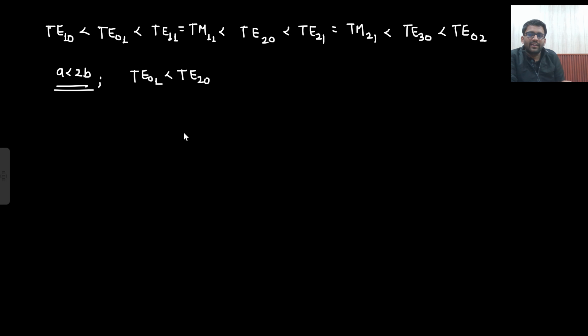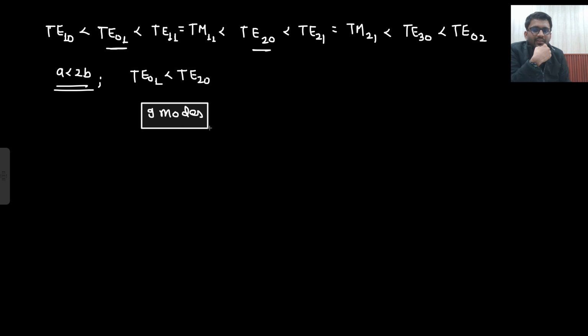So this was just a fact that I have written. If A was less than 2B, then 01 will be lesser than 20. But this is the order: 10, 01, 11, 20, 21, 30, 02. So this is the order and 9 modes are propagating. In the examination, more than 9 modes should not come. They will not ask too many modes. They will ask 4, 5, 6. Maximum they have asked 4 or 5 modes only as far as I remember. So 9 modes are too much.